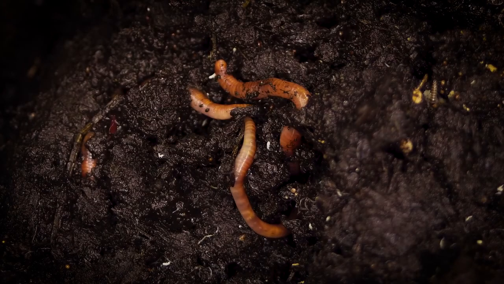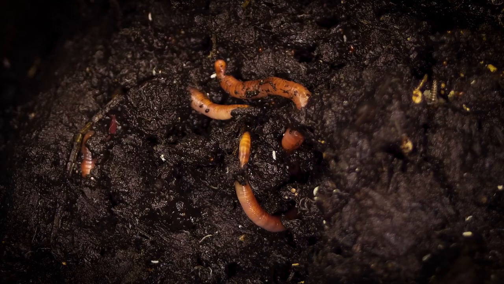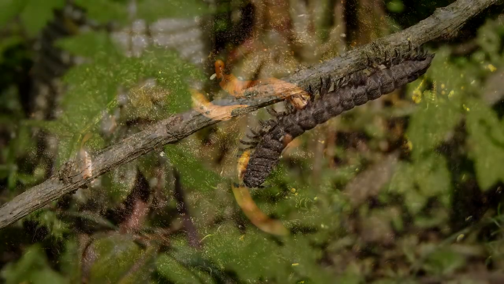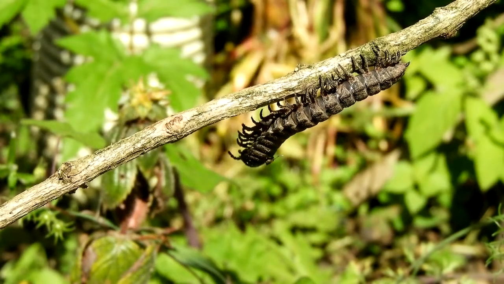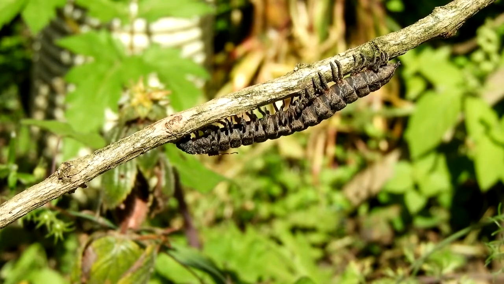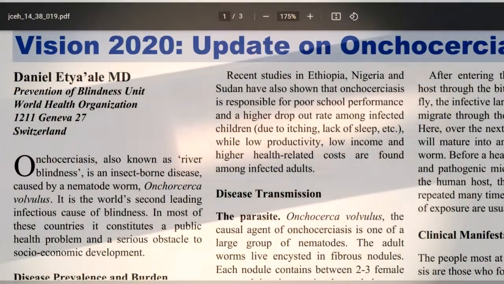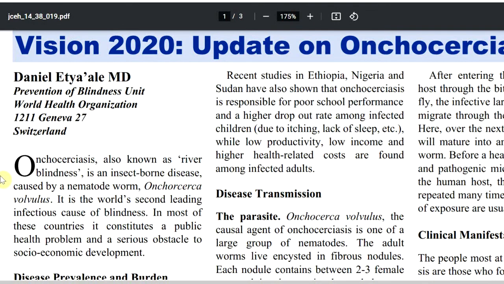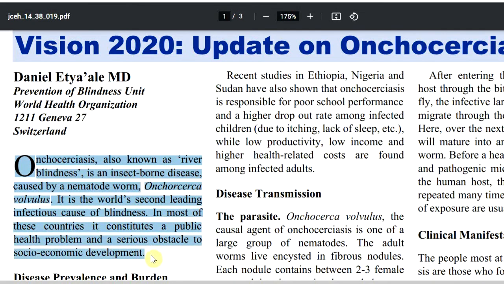And today we are going to talk about worms. But not about any type of worms. Our guest is going to be a parasitic nematode, in other words a roundworm, Onchocerca volvulus. It is the causative pathogen of the disease onchocerciasis, also known as river blindness, and is attributed to as the world's second infectious cause of blindness after trachoma.